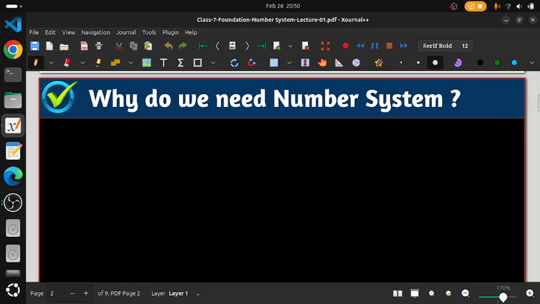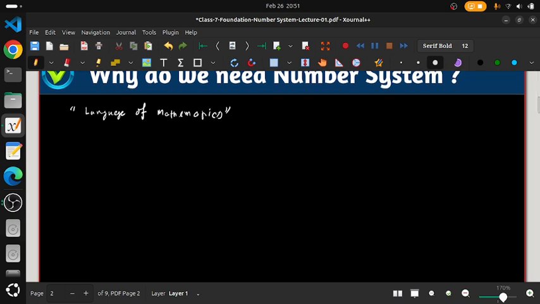So why do we call it the language of mathematics? Because if we want to count or measure anything, we require numbers. Why is it the language of mathematics? Because if we want to count something, or measure something, like the length or the height, we require numbers. That's why we call it the language of mathematics.